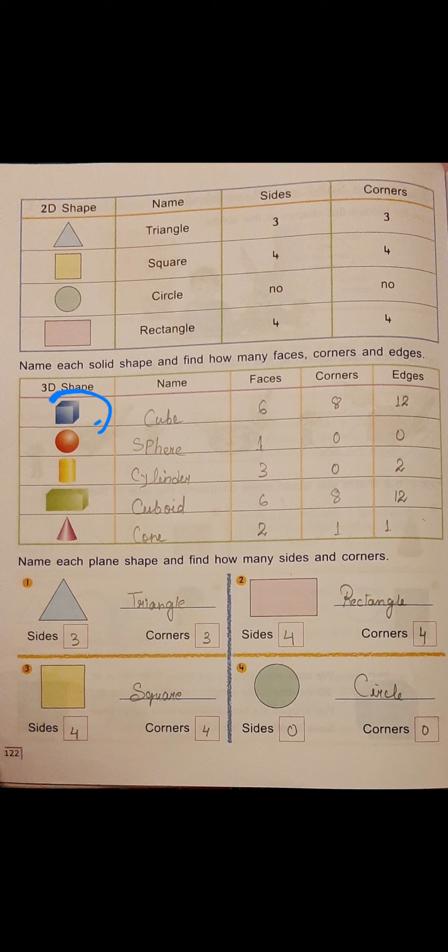Now next you have to write the names of these shapes. And the name of this shape is what? Cube. For example, here it is written: triangle, triangle, square, square, circle, circle, rectangle, rectangle. So now first one is cube. It looks like square, isn't it? Square has how many sides and corners? It has 4 sides and 4 corners. But cube has 6 faces, 8 corners and 12 edges.